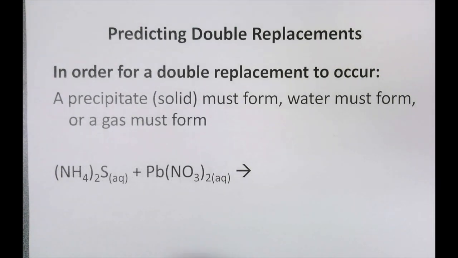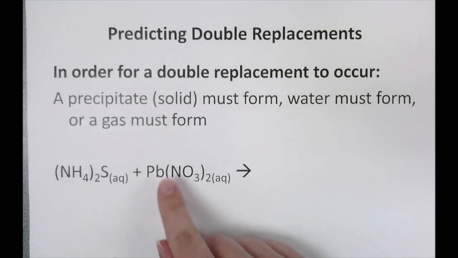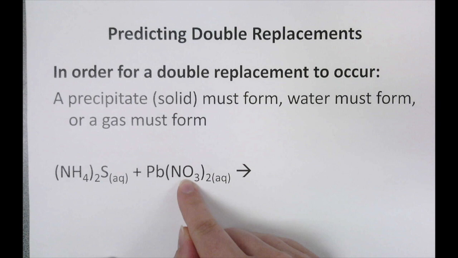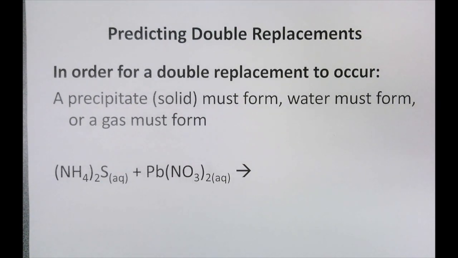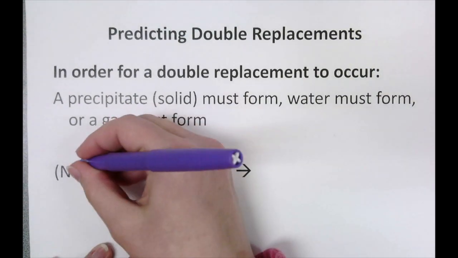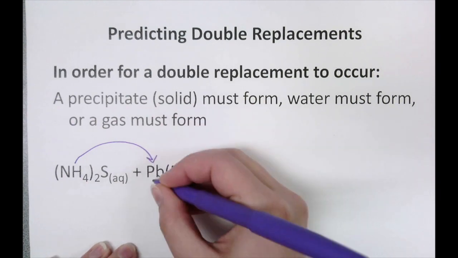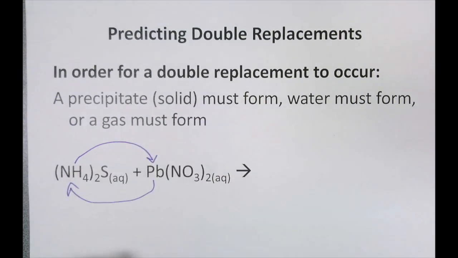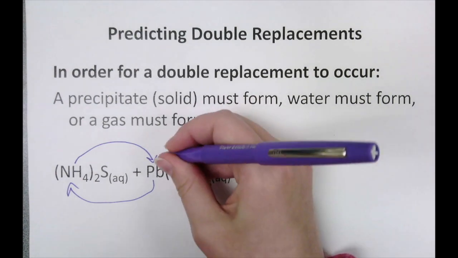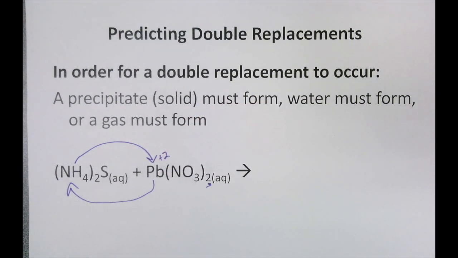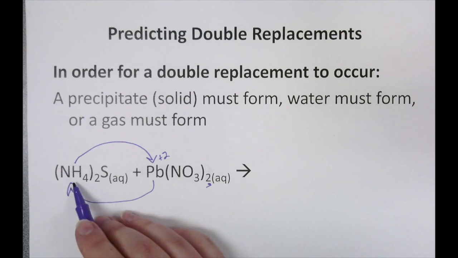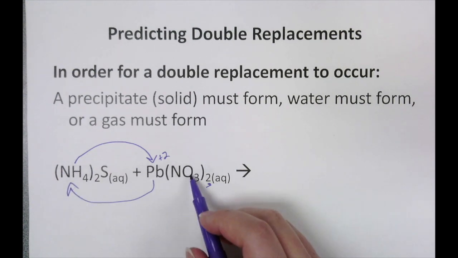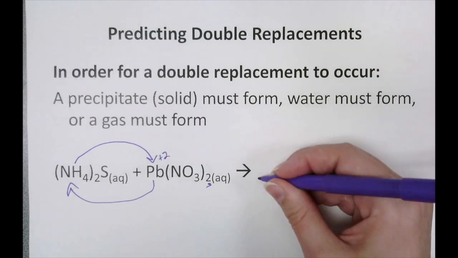Let's look at ammonium sulfide combining with lead nitrate. So again, if this is going to be a double replacement reaction, the ammonium ion and the lead ion are going to trade places. In this case, this is a lead +2 ion. So let's look and see what those products would be. So we would have ammonium coming together with nitrate.